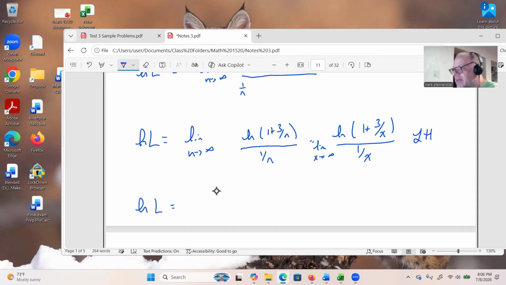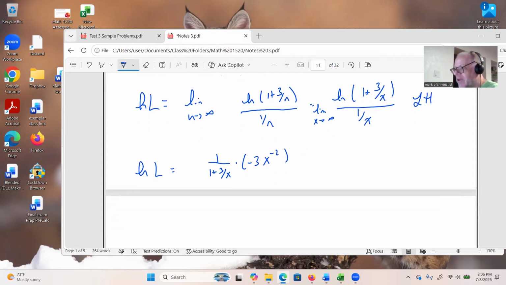So that's going to be 1 over 1 plus 3 over x. And now I need times the chain rule here, right? So the derivative of 1 is 0. We have, this is going to be negative 3 x to the negative 2 here. So we're doing the chain rule of what's inside of here. So x to the negative 1, right? We're going to get negative x to the negative 2. Okay, so that's our value there.